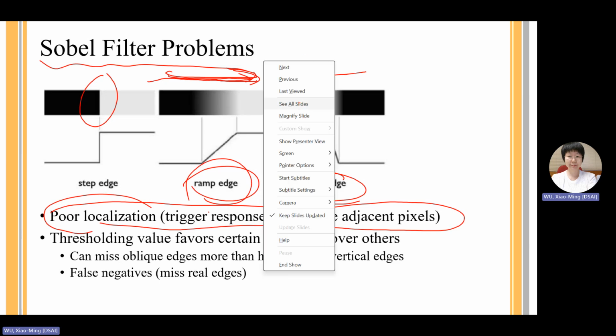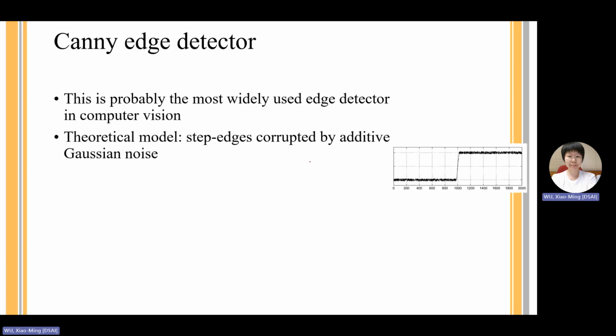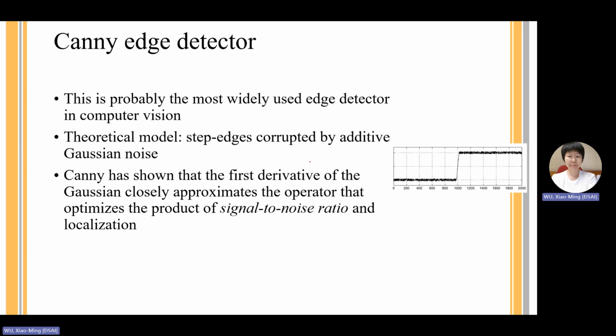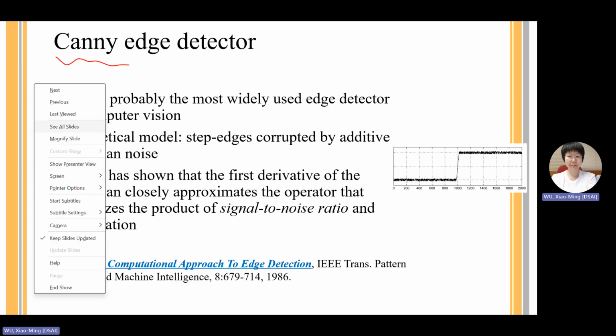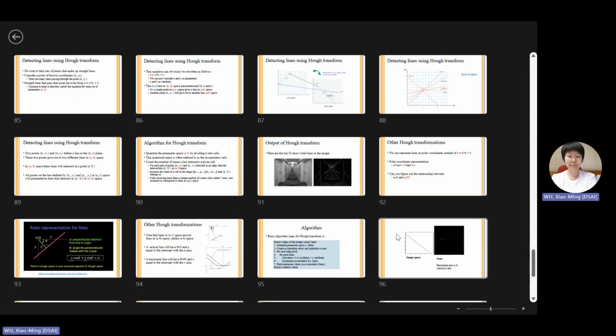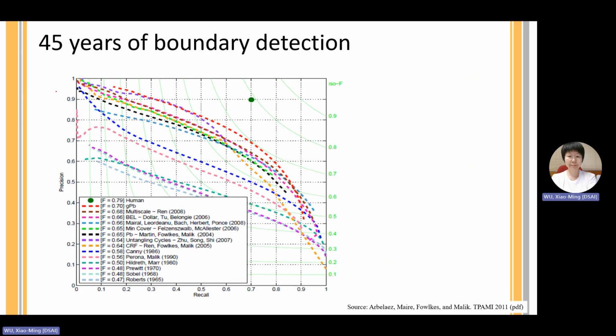Okay, so to address this issue, the Canny edge detector, which is probably the most popular edge detector, named after the author of this paper, J. Canny. Okay, so Canny edge detector. Let's go to this: 45 years of boundary detection, 45 years of edge detection.